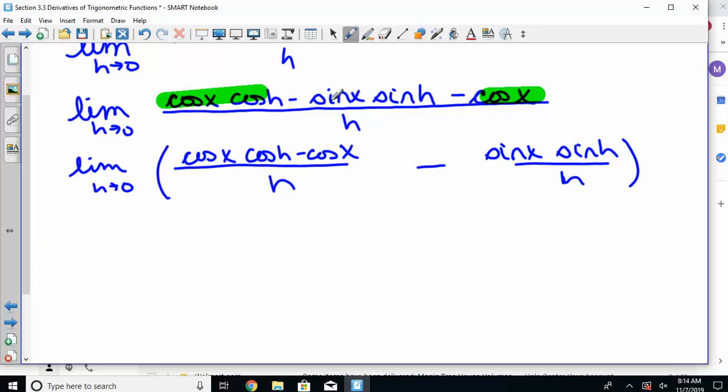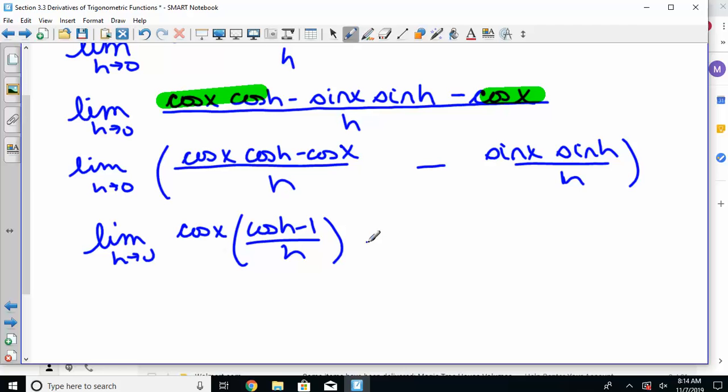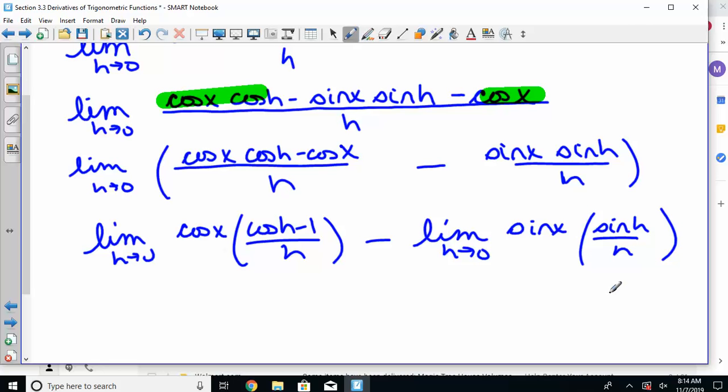And so then, on the first one, we could pull out a cosine. Take out the cosine x, you're left with cosine h minus 1 over h, minus, if we do the limit of the second one, if you separate that, the sine x, you have sine h over h.